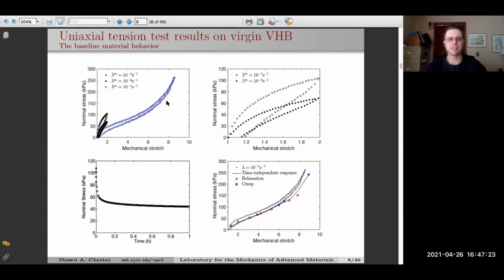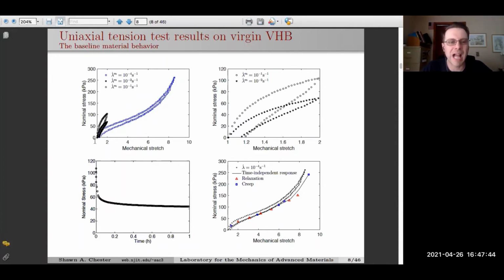It's close to 9. And that means it's about 8 or 9 times its original length. And you can see it's showing this extensibility behavior. So at larger stretches, it stiffens up just like a rubber band would. And upon unloading, there's a little bit of hysteresis. That simply indicates we did not go slow enough to get the time-independent behavior.